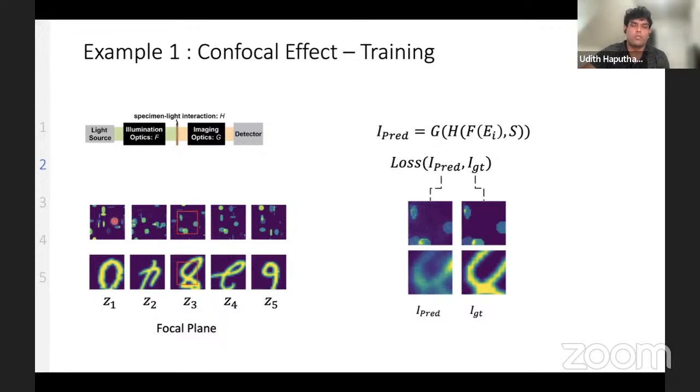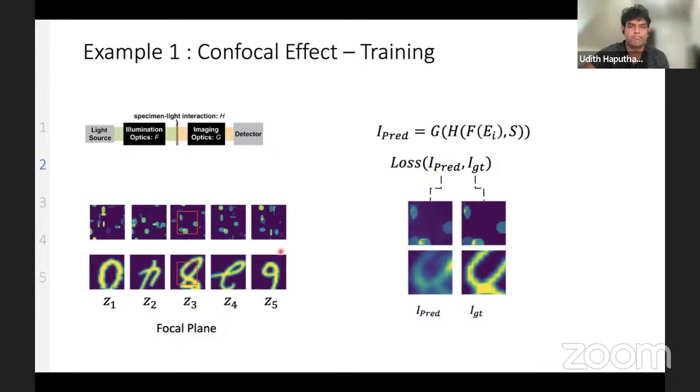Our training data set has two sub data sets. The first one is MNIST, and the second one is these synthetic beads. So both of these are synthetic data sets, and these are two examples of those particular sub data sets. For this particular sample, we have ground truth, something like this, which is this middle part. And our prediction should ideally look like this.